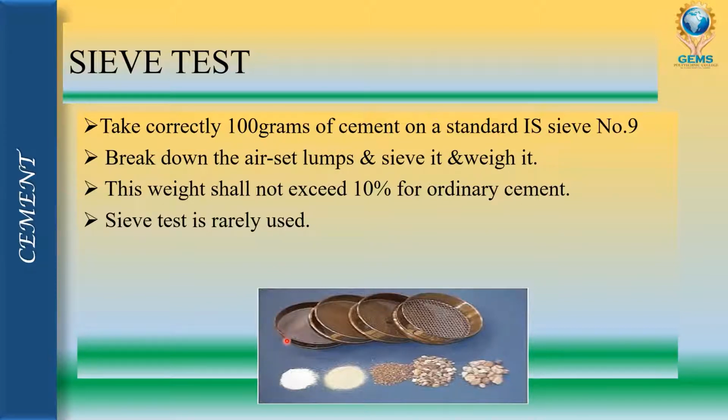As you can see the sieve in this image, there are different types of sieves. After that, break down the air set lumps. As I have told you earlier, a lump is nothing but a solid mass of cement which is formed by absorbing moisture from the atmosphere. After breaking down the air set lumps, sieve it and weigh it. The weight shall not exceed 10% of the ordinary cement. And you know, the sieve test is rarely used nowadays.